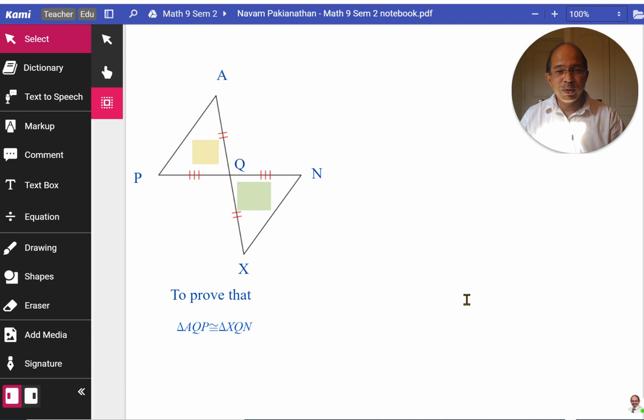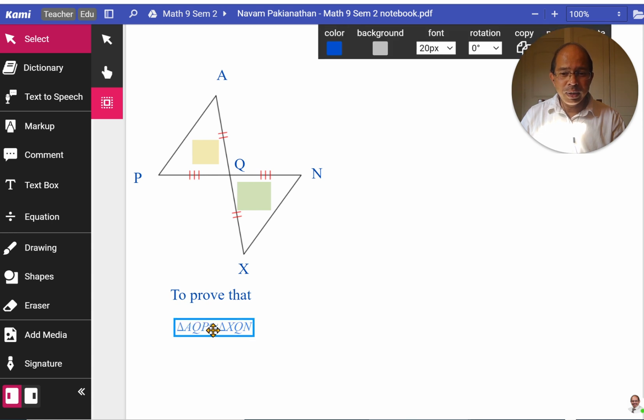Consider the figure that you see here. In this figure, there are two triangles that I'm able to determine, AQP and XQN. I'm going to attempt to show that triangle AQP is congruent to triangle XQN.